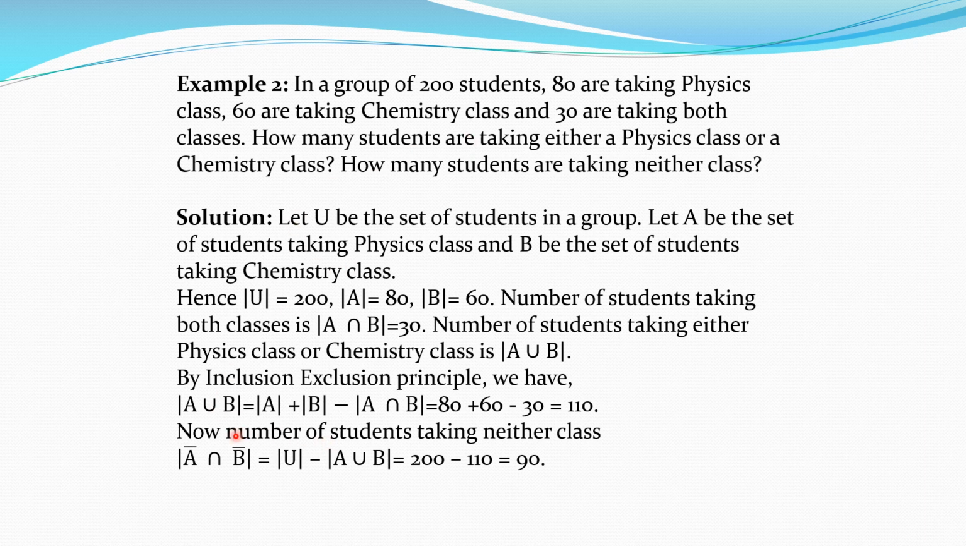So we calculate the number of students taking neither class as the cardinality of A bar intersection B bar, which is the cardinality of A complement intersection B complement. So by the remark it is the cardinality of U minus the cardinality of A union B. It means from the total number of students, we are subtracting the number of students who have taken at least one class. So 200 minus 110, which is 90. So there are 90 students taking neither class.